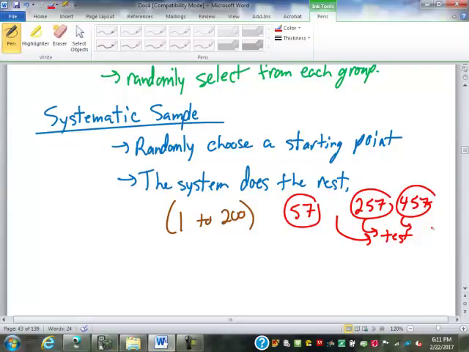Does that make sense? So it's still random. Every part has a 1 in 200 chance of being selected. But it's not simple random because it's not possible to get 2 parts within that first 200.